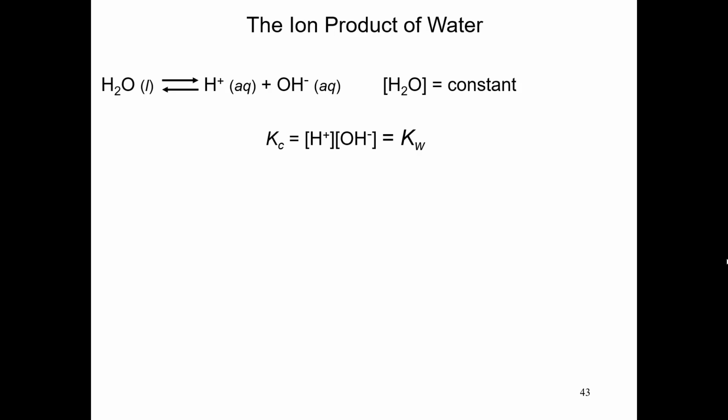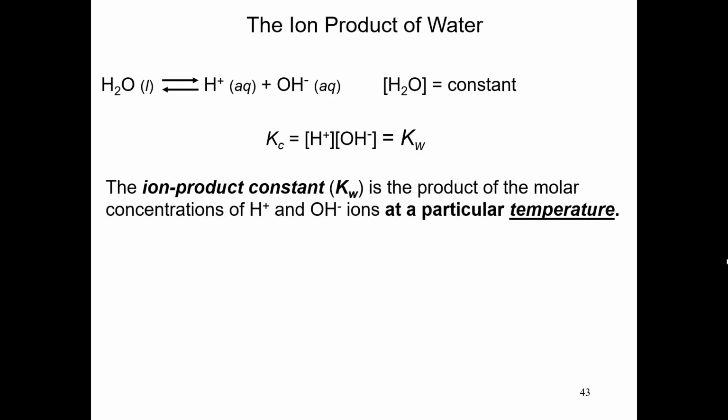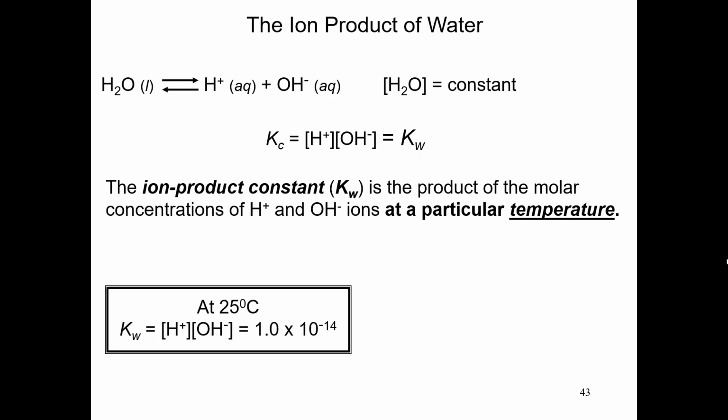Because this is a very special case, we're going to call it Kw, and it's going to be named the ion product constant of water. It's the product of the molar concentrations of hydrogen and hydroxide ions at a particular temperature. Remember, we discussed in the unit of equilibrium that the equilibrium constant is sensitive to temperature. So what we know is that at 25 degrees, this ion product constant Kw is 1.0 times 10 to the negative 14.